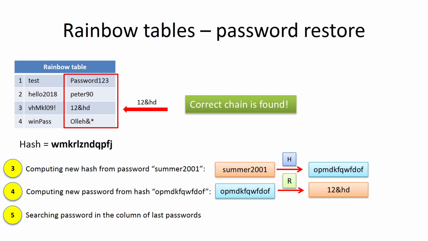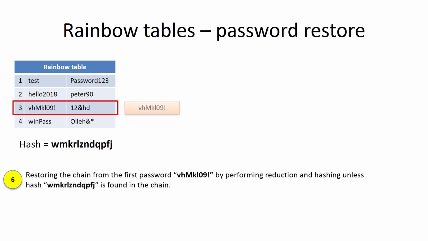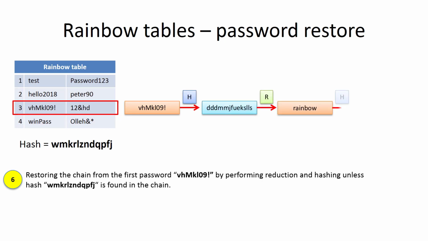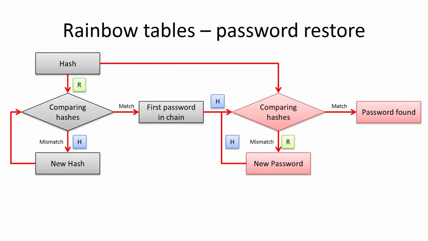All we need to do is to restore the whole chain, starting from the first password. So sequentially we use the hash and reduction functions until we find the same hash we want to crack. When we find the hash, we find the password. So this is the whole process. I hope it is clear now how rainbow tables can be used in password cracking. And this is a block diagram to better understand the whole process.